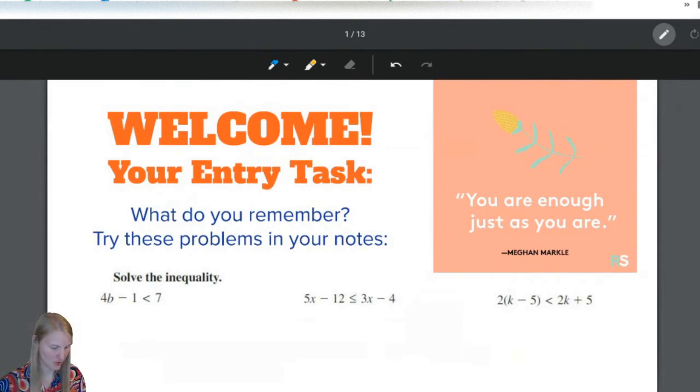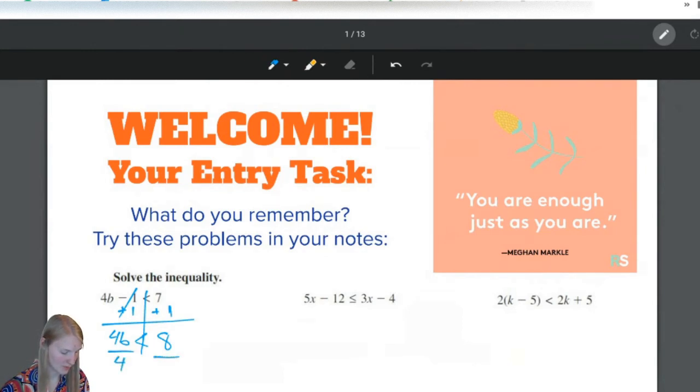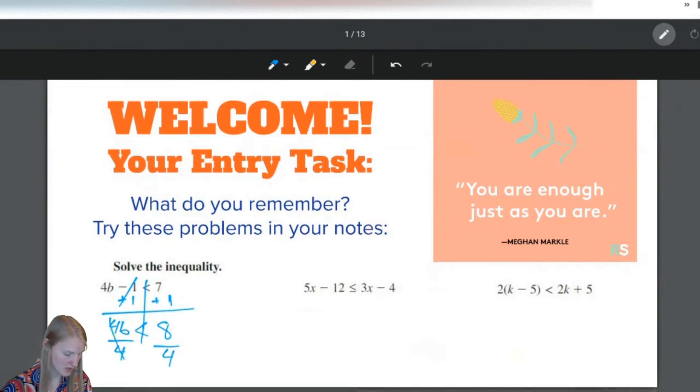So, to solve the first one, I need to get rid of this 1 over here. So I'm going to add 1 to both sides, doing the opposite of subtracting 1. And then we have 4b is less than 7 plus 1, which is 8. And now to get rid of the 4, I'm going to divide by 4 on both sides. And I get b is less than 2. Wonderful.